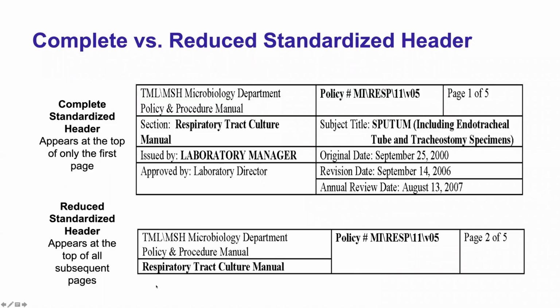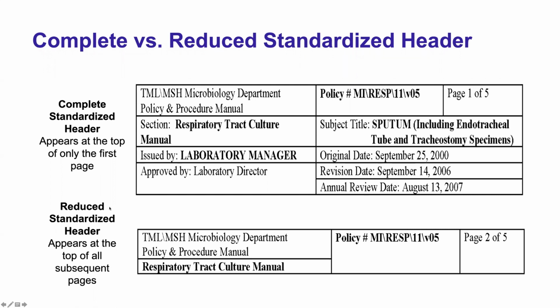So there are a couple different types of standardized headers, complete and reduced. Complete standardized headers appear at the top of just the first page. And here you can see these give the name of the procedure, the code or the numbering system so that it's easily accessible, how many pages there are, that it was approved, what division, the date, the revised date, and then how often it is reviewed, or when the next review date is.